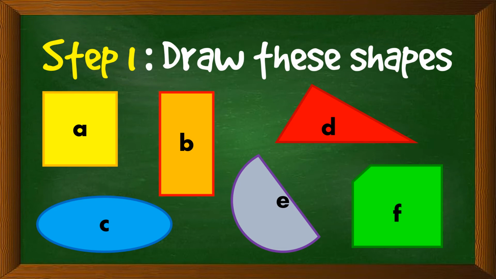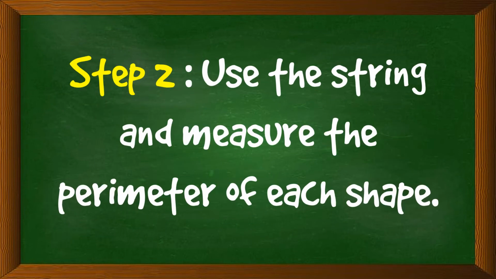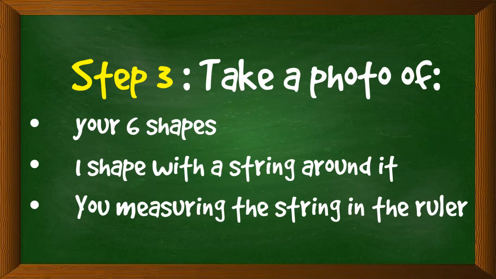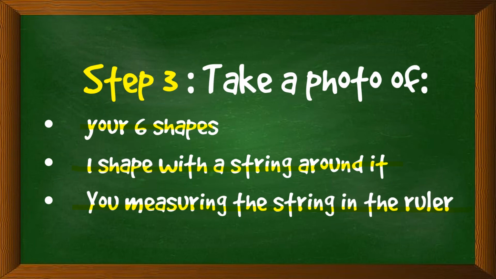At least they have to be 5 centimeters or bigger, because in step 2 you're going to use a string and measure the perimeter of each shape. Then you're going to take a photo of your 6 shapes. You're going to take a photo of one shape with the string that you used to measure it around it, and a photo of that string on a ruler showing me the length of it, so that I can see that you practiced the exercise properly.